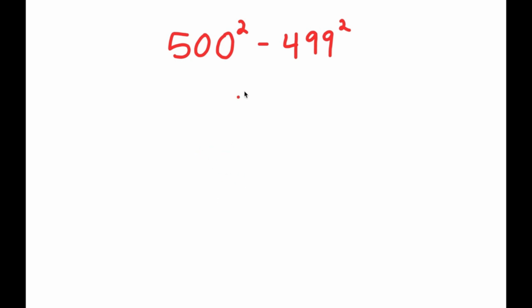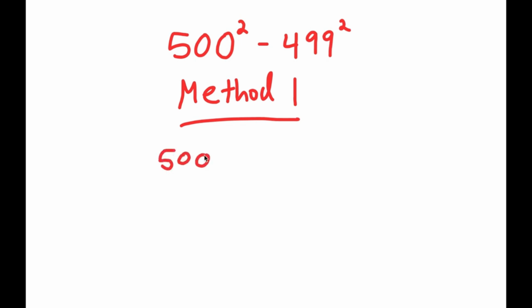Alright, so in this problem, I have 500 squared minus 499 squared. I actually have two methods to solve this problem. For method 1, first start by rewriting this, 500 squared minus 499 squared.